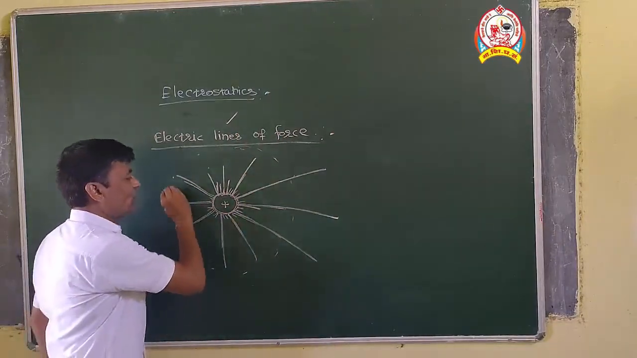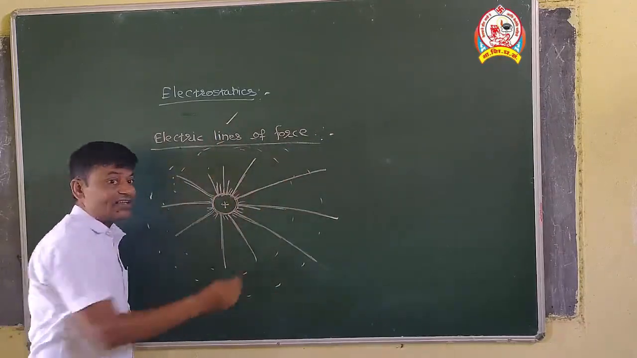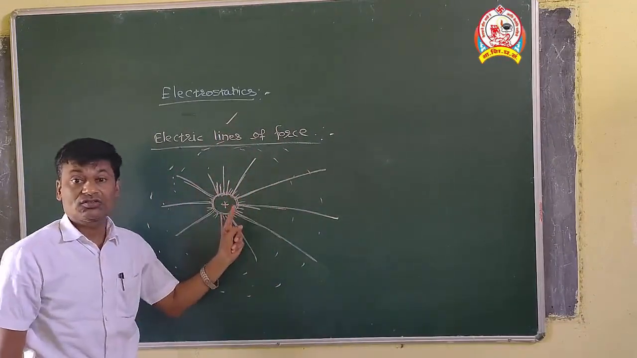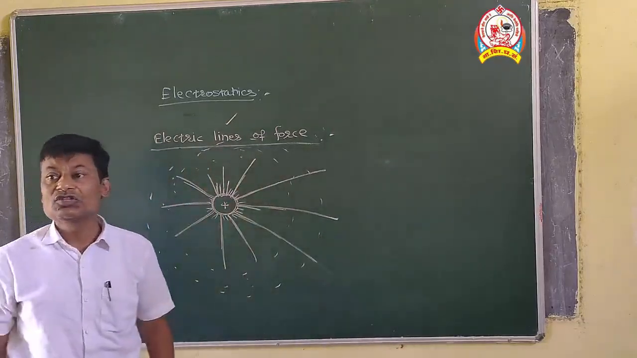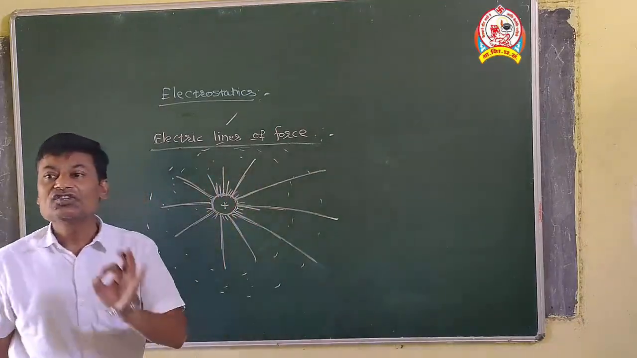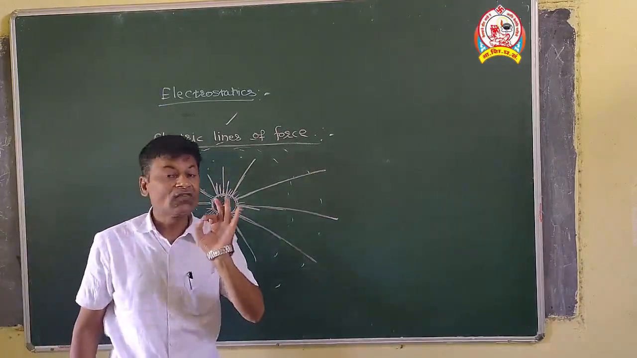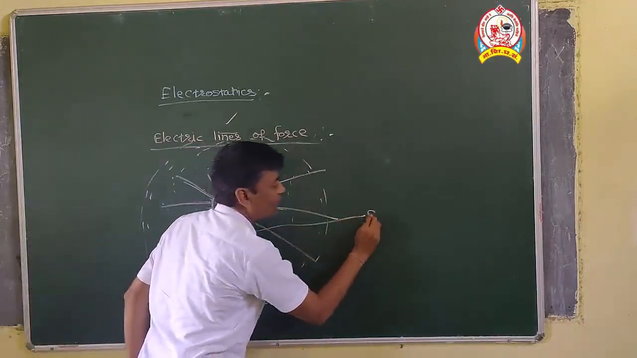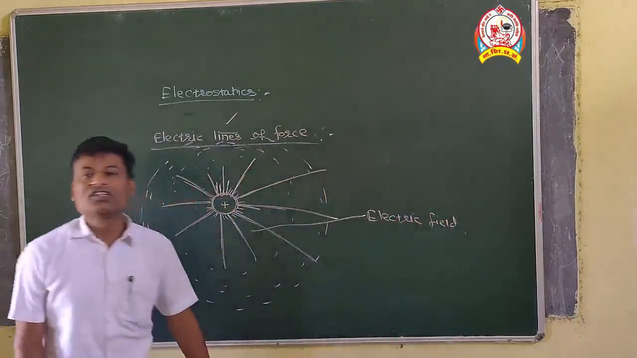So therefore, when we consider this, the surrounding space is present, which is occupied by this positive charge. And therefore, this surrounding space, which is occupied by that positive charge, due to the electric lines of force, is called the electric field. Remember that. It is called the electric field. This is the electric field.